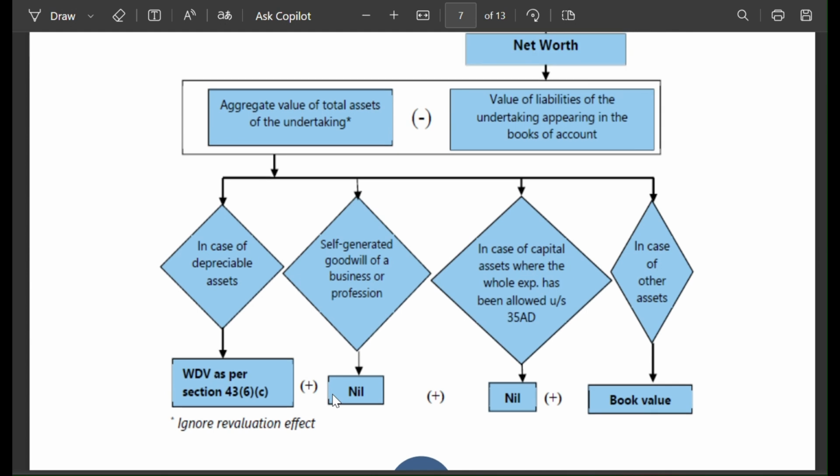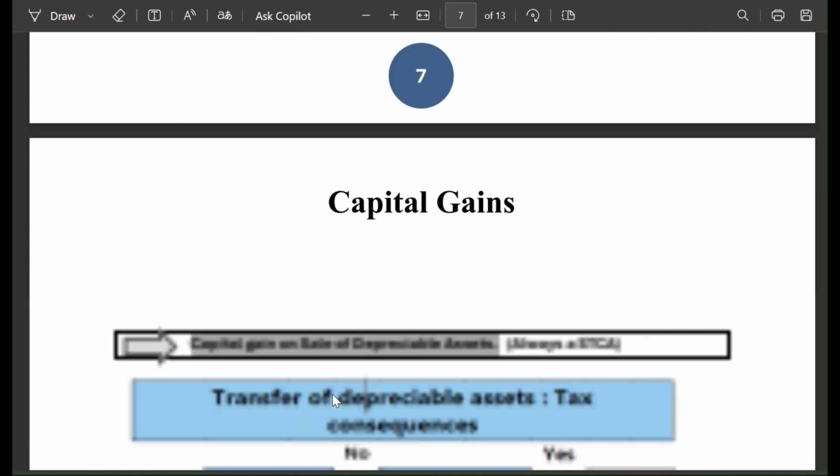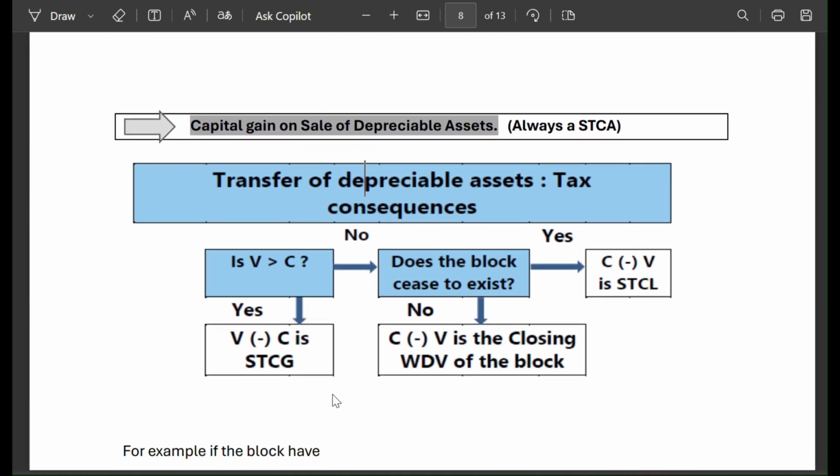Basically depreciation rates are 10% for building and furniture, 15% for plant and machinery, and 25% for intangible assets, and there is no depreciation for goodwill. In case of the sale of depreciable assets, if the company sells plant and machinery, it is not stock in trade for that company, so it is a capital asset, right? In that case, any sale of depreciable assets by the company will always be treated as a short term capital asset. If the gain arises, it is a short term capital gain.